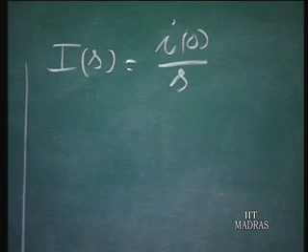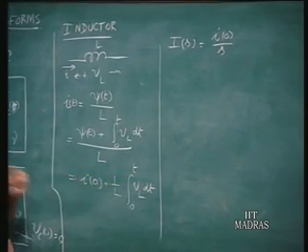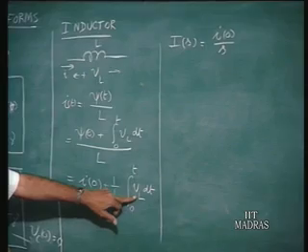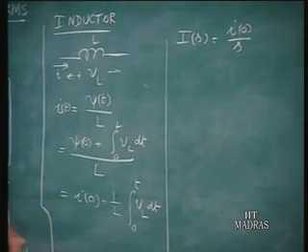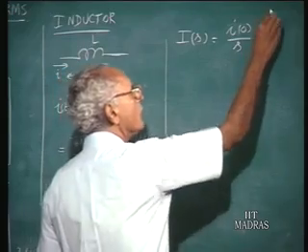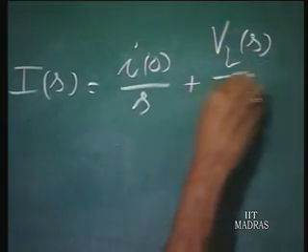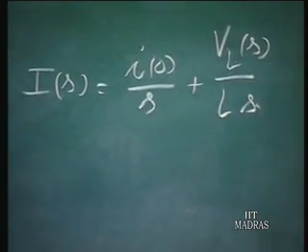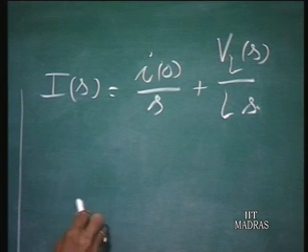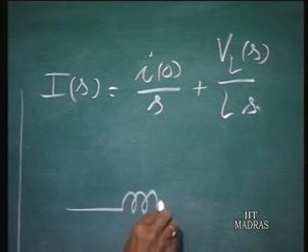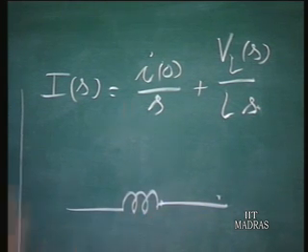And again we have a definite integral from 0 to t of VL dt, therefore if VL(t) has a Laplace transform VL(s), this will be VL(s) over s, and we have 1 over L also, therefore we have VL(s) over Ls. That is the equation that describes the terminal relations of an inductor in the transform domain. Obviously, therefore, you have an equivalent circuit like this in the transform diagram which represents this equation.